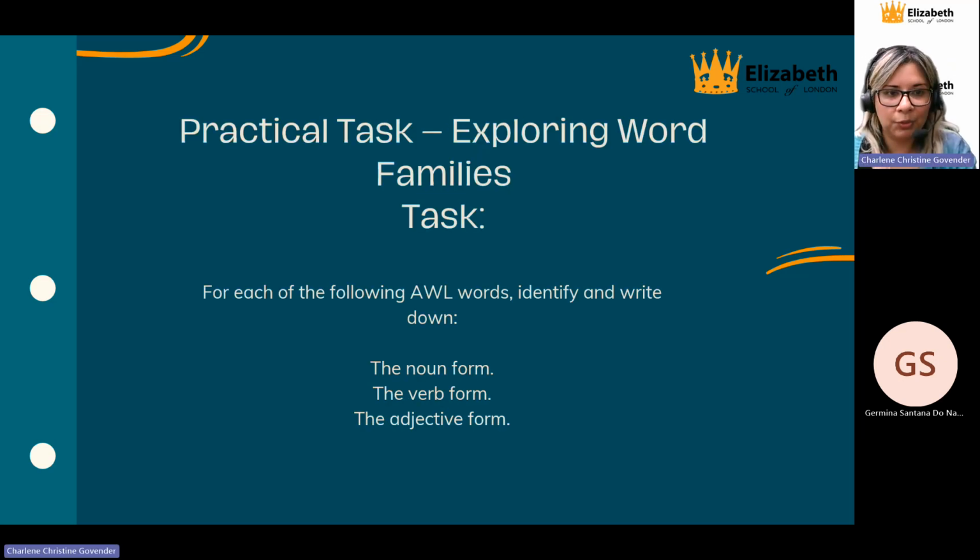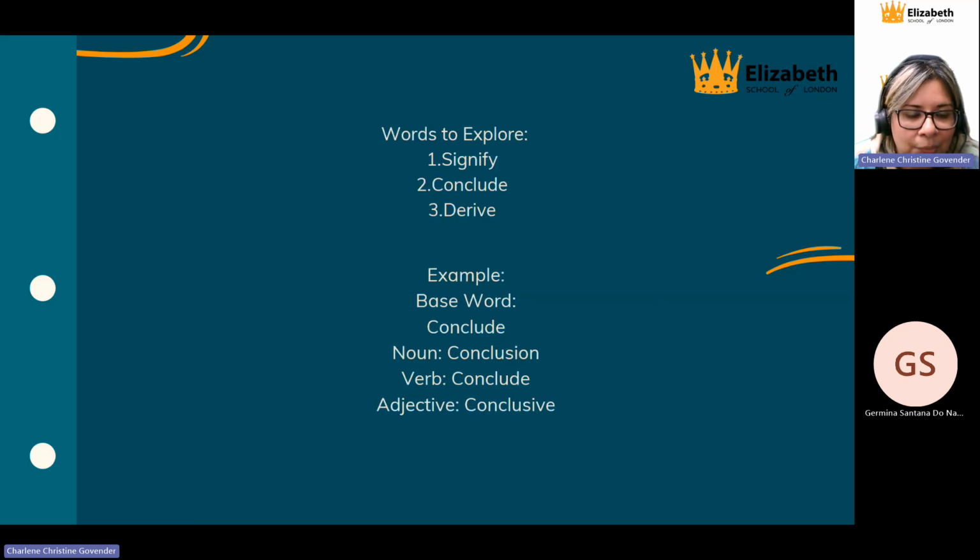Okay, so now we're going to do a quick exploring word families task. And for each of these words, we are going to identify and write down the noun form, the verb form, and the adjective form. Okay, so here are the words that we will be writing down: the noun, the verb, and the adjective. So the first one is signify. Number two is conclude. Number three is derive. So if you can find the noun, the verb, and the adjective of these words, I'll give you a few minutes to have a go, and then we can check our answers.